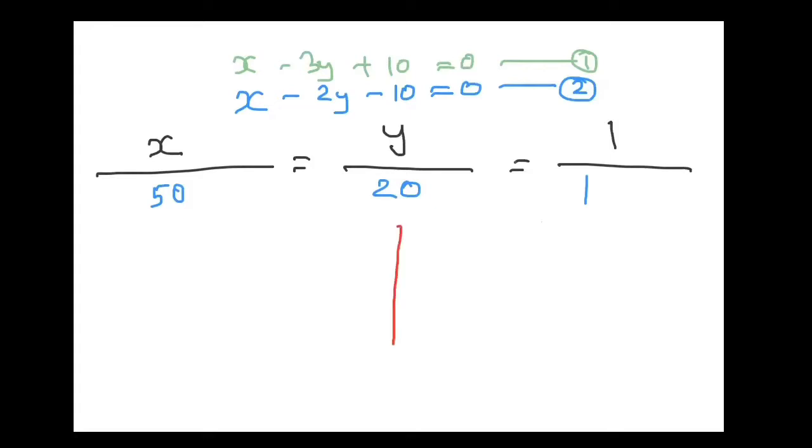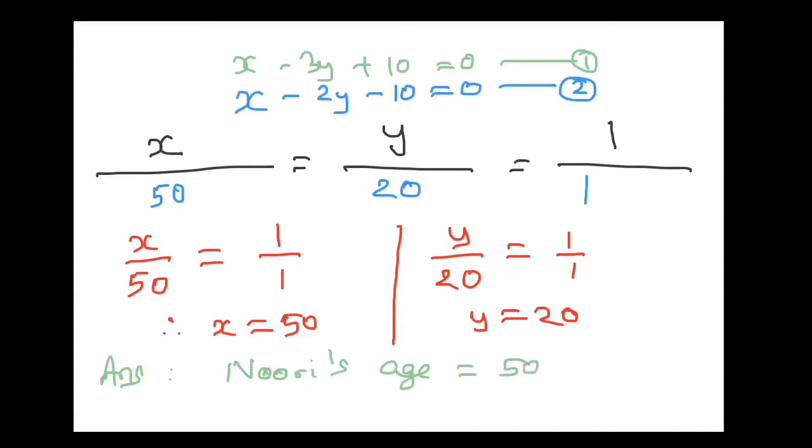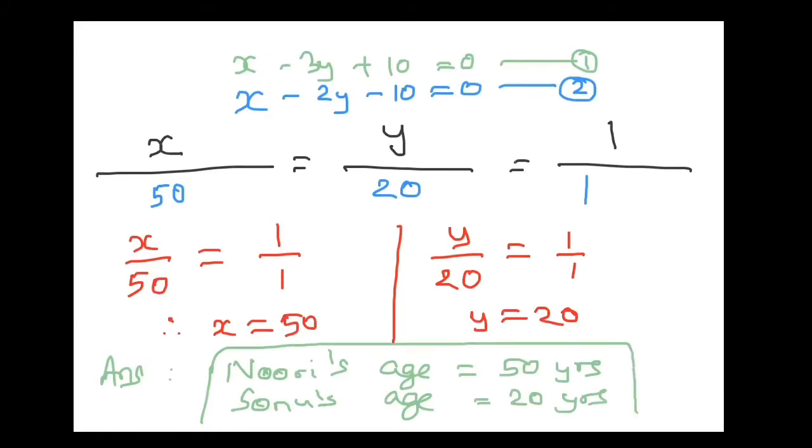Now make the two parts. In one part x upon 50, another part y upon 20. Both are equal to constant part 1 upon 1. And if you cross multiply, you will get x is equal to 50 and y is equal to 20. And therefore your final answer will be Noori's age is 50 years and Sonu's age is 20 years. Remember, in word problem, your final answer will be in the form of statements.